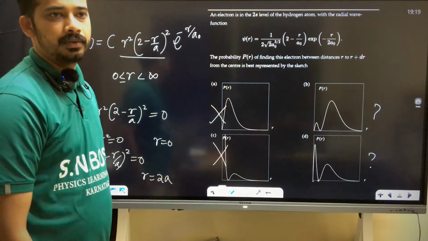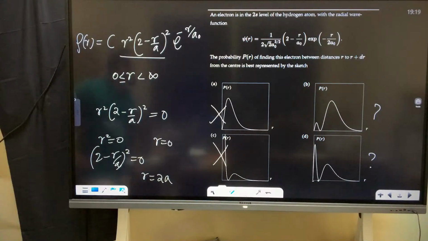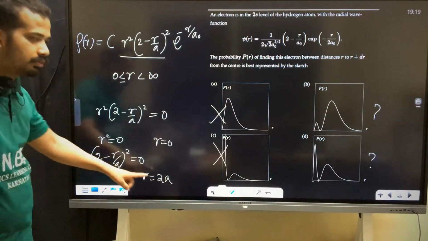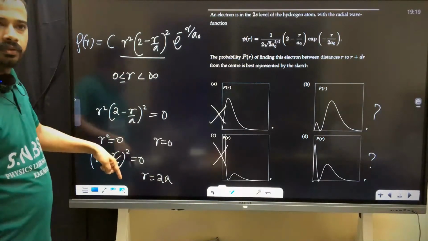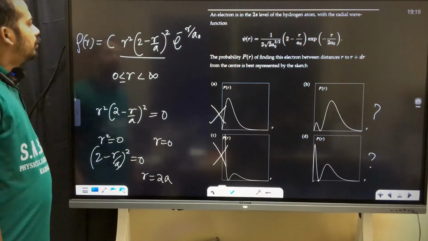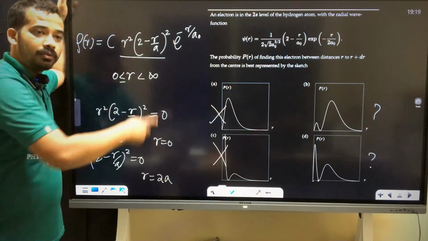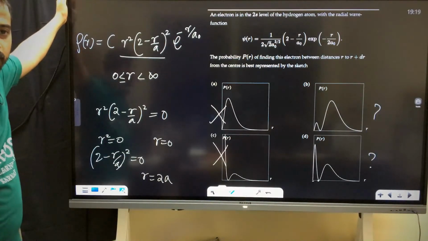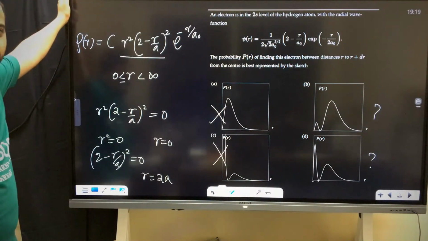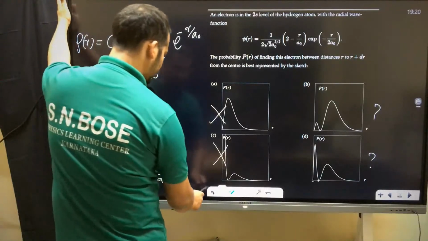Okay, what are you saying? Can we take the root of rho r? That's what I have taken: r square into (2 minus r by a naught) whole square. Root means what, a square root? Why would you take a square root? On what basis do you take the square root? You tell me. You can do that, but you have to tell me.